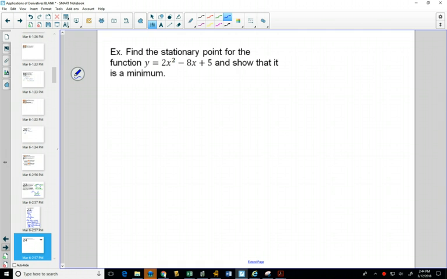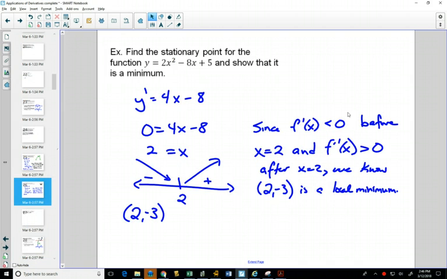Here's one for you to try. Found the critical point to be 2. So we find our derivative, set it equal to 0, and plug in 2 back into our original equation to get 2 comma negative 3. You could use the derivatives here. If you said since the function is decreasing before and increasing after, that would be fine as well.